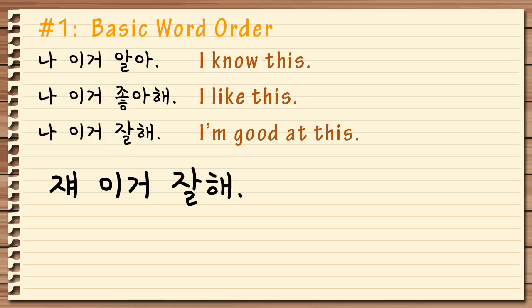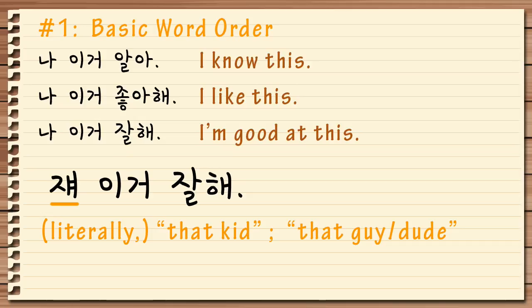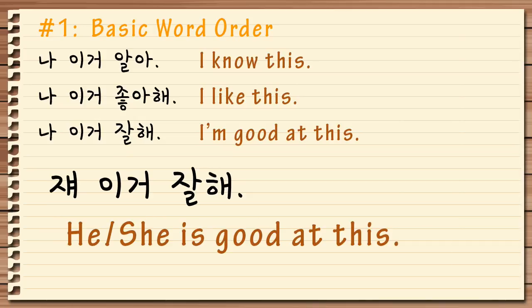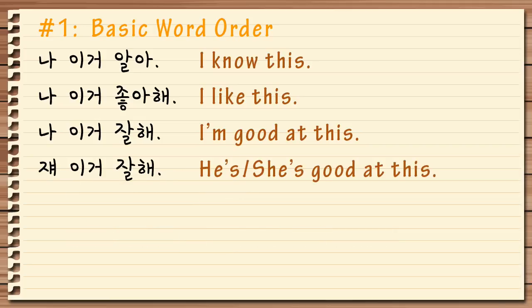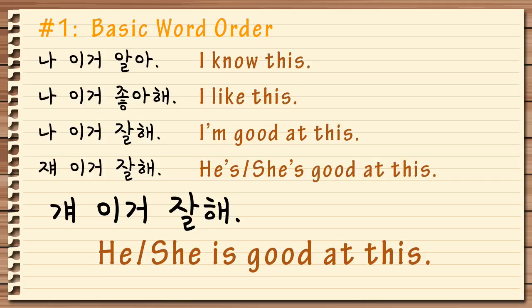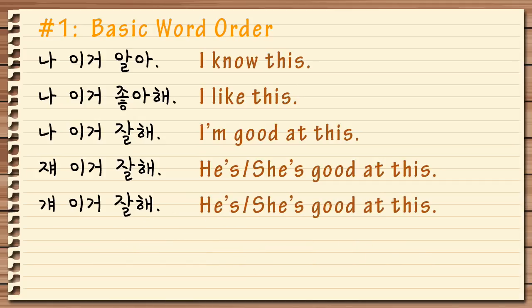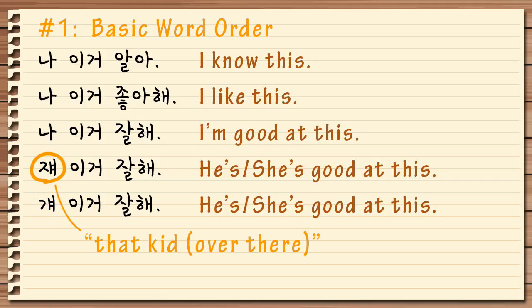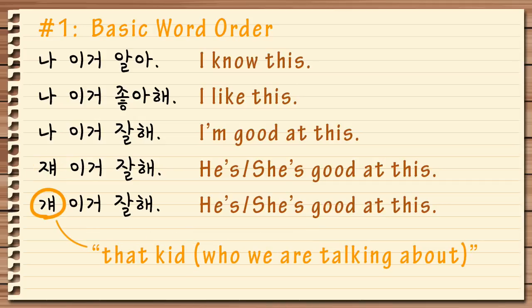쟤 이거 잘해. 쟤 literally means that kid, and in most cases, it can be translated as that guy or that dude. So it's like either he's good at this or she's good at this. 걔 이거 잘해. What's the difference between these two? 쟤 is like that kid we see over there. And 걔 is like that kid who we are talking about.